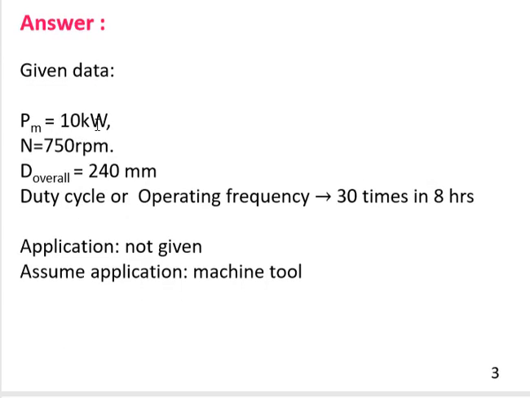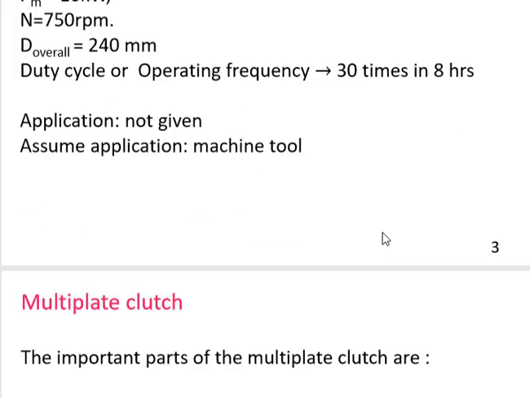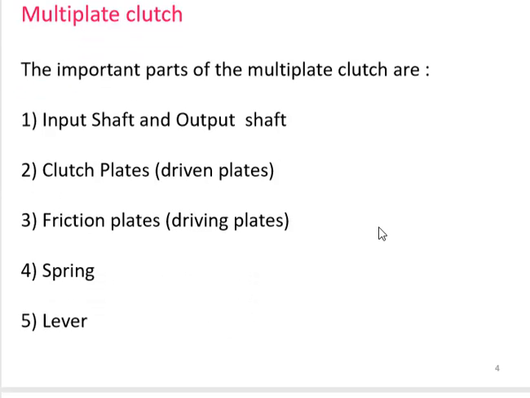The power is 10 kilowatt, speed is 750 rpm, the overall diameter of the clutch is 240 mm, duty cycle is 30 times, the clutch is operated in 8 hours. Application is not given, so we'll assume application as machine tool. There are some important parts of multi-plate clutch. For example, the input shaft and the output shaft, clutch plates, friction plates, spring and lever.